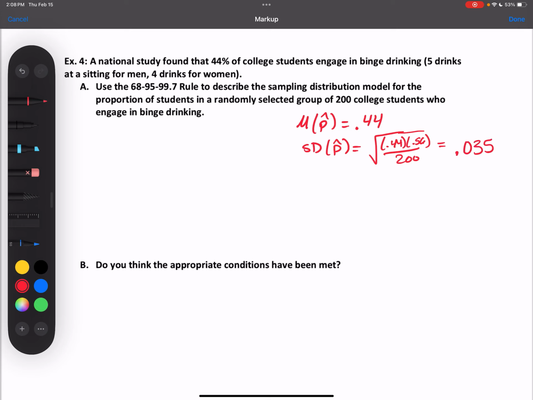I'll just call it 0.035. So I'm gonna set up my handy dandy model here.